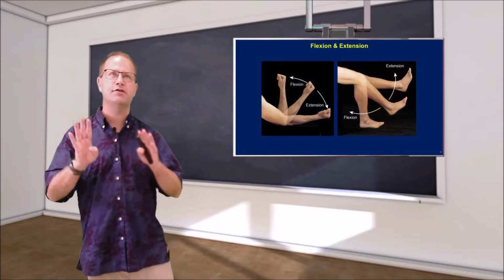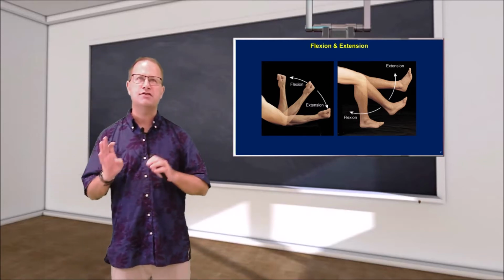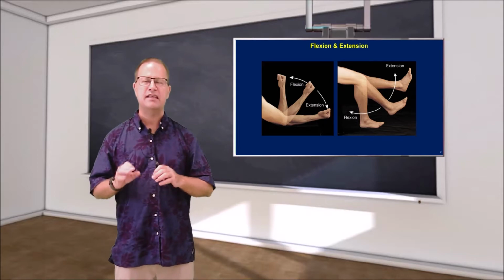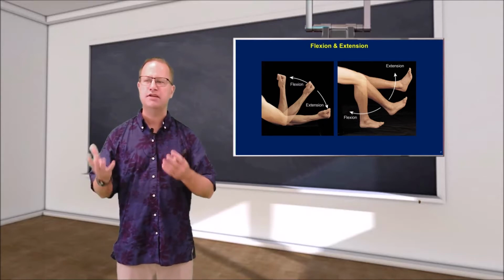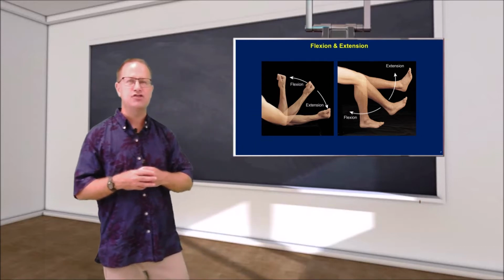Okay, before we get in to talk about what the joints are like, let's talk about some joint movements. And the first of these are flexion and extension. Flexion and extension are angular movements. That is, they change the angles between adjacent bones. So let's start with the picture right here, and that is flexion and extension.